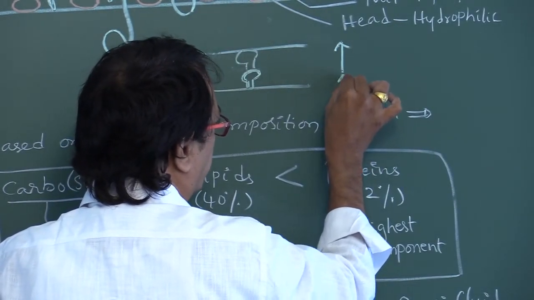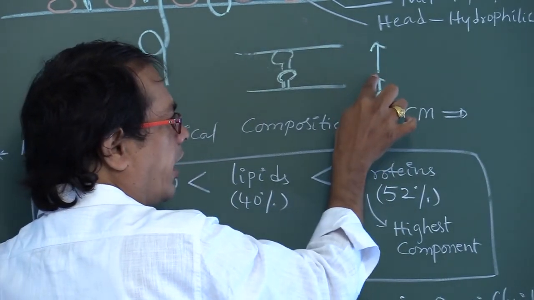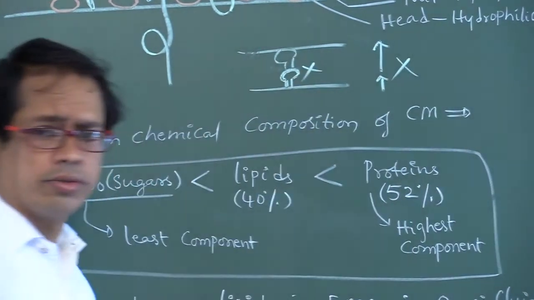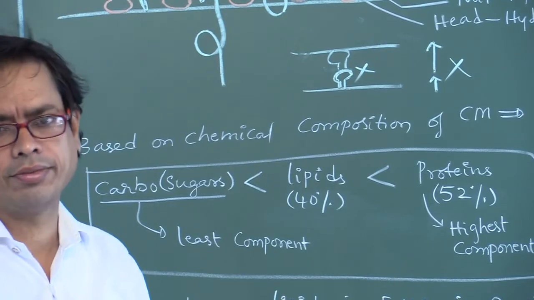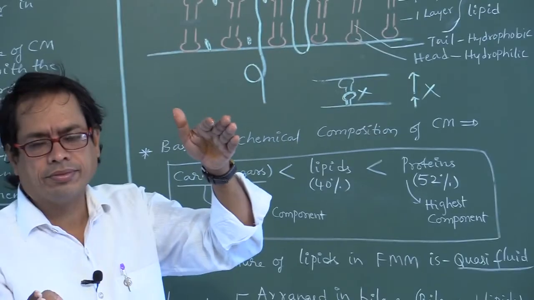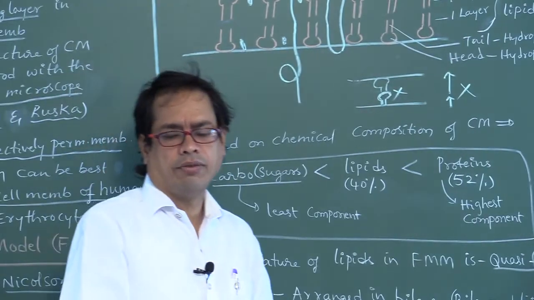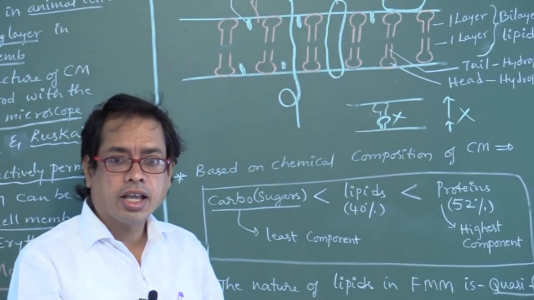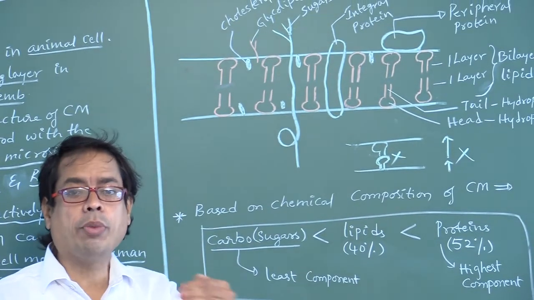See, this will be considered as head, this will be considered as tail. Head, tail. So this diagram is wrong. Like that, in the diagrammatic representation also we have to learn. So head is present towards the outer side, tail is present towards the inner side. Which one is hydrophilic? Head is hydrophilic, tail is hydrophobic.